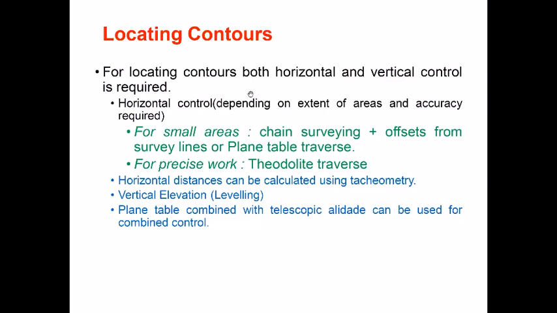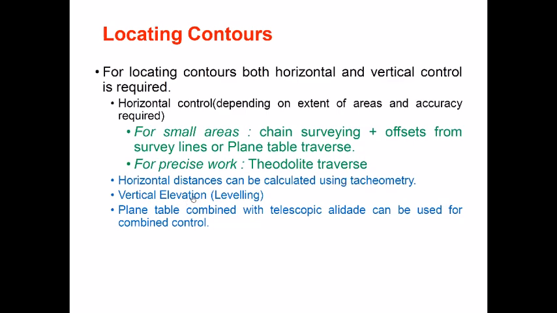So for locating the contours, both horizontal and vertical control is required, like discussed, and horizontal control depends on the extent of areas and accuracy required. So for small areas, chain surveying and offsets from survey lines or plane table traverse is applicable, and for precise work, theodolite traversing is better. In addition to tachyometry, you can get angles with the theodolite, and using a tachyometer, you can find out distances. So that makes the whole process more precise.